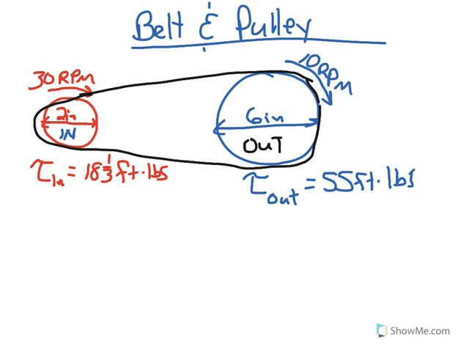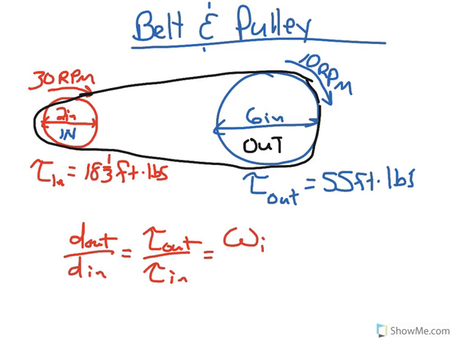So using the equations that we have for belt and pulley ratio, we could say that diameter of out over diameter of in should be equal to the torque of the out divided by the torque of the in, which should be equal to the angular velocity of the in over the angular velocity of the out. Let's see if that's true in this example. If I use the right numbers, then it's going to be true.